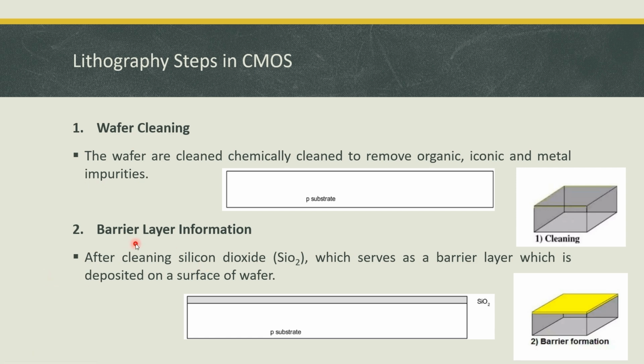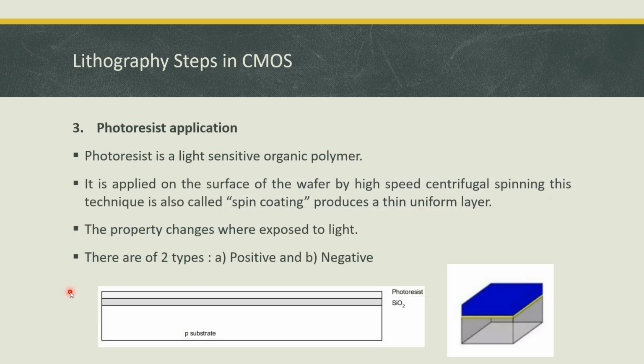The second step is barrier layer formation. What is meant by that? In barrier layer formation, after putting the substrate, a SiO2 layer, that is a silicon dioxide layer, which serves as a barrier layer, is deposited on the surface of the wafer. Coming to the third step, which is photoresist application. What is meant by that?